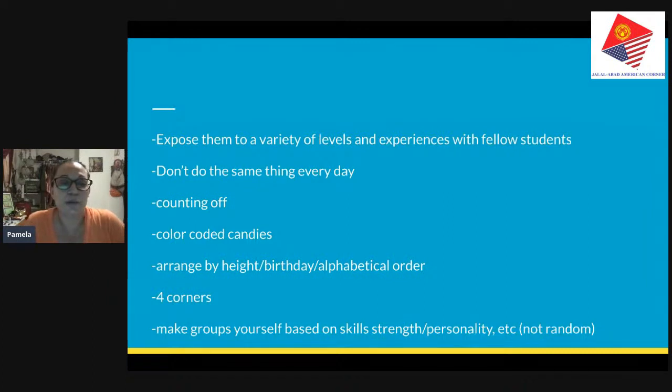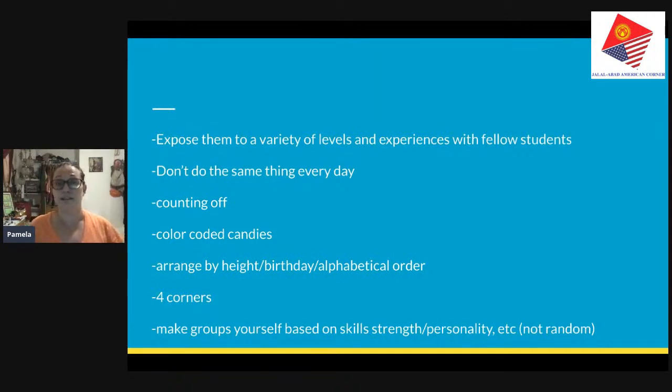You can arrange everybody by height. Say, okay, the tallest over here, and then all the way to the shortest down here. Or a birthday. Who has the earliest birthday? January 1st to December 31st. Or alphabetical order. Your first name starts with A all the way to Z. And this is also a great thing to do.